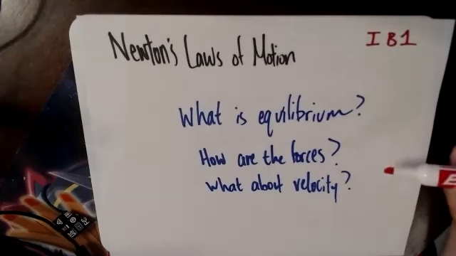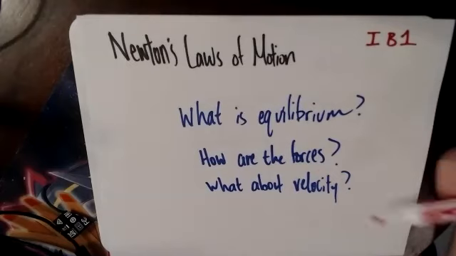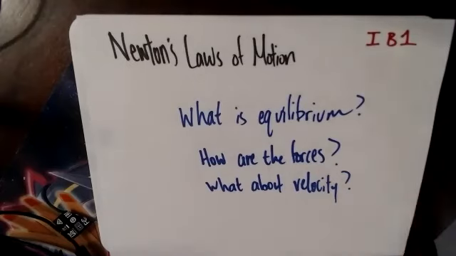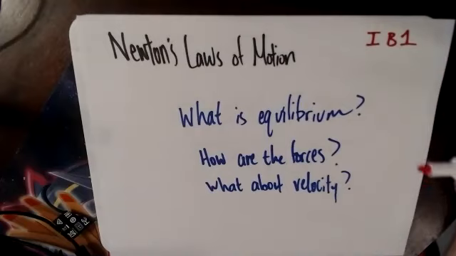What about the velocity? Since there is no net force, the acceleration is 0. Since the acceleration is 0, going back to those graphs, we say that the velocity is constant. Whether it's 0 or positive or negative, we don't know. It depends on initial conditions. So that's equilibrium.